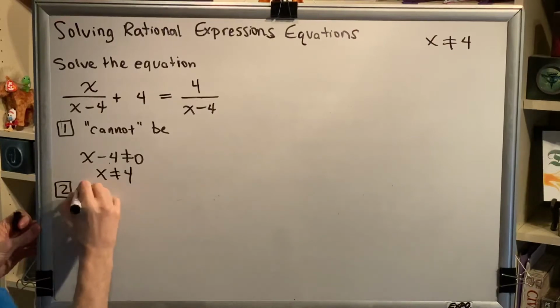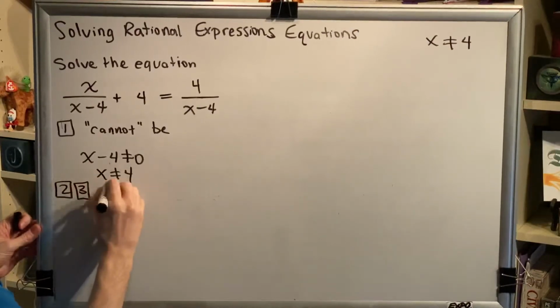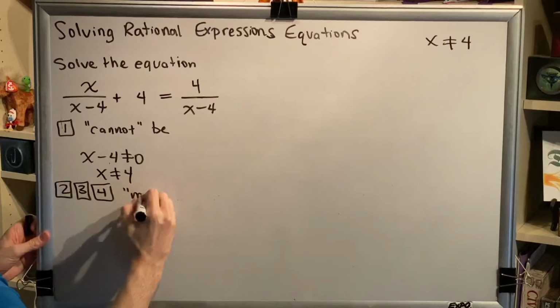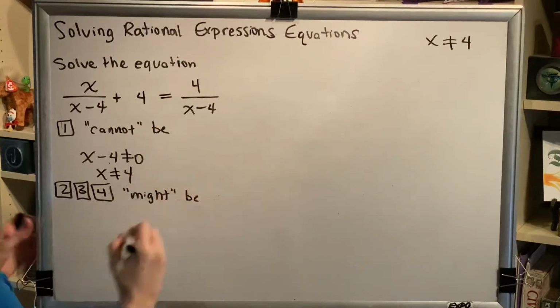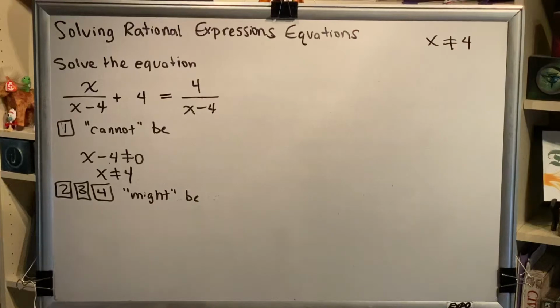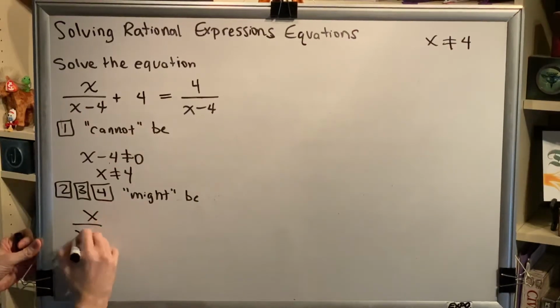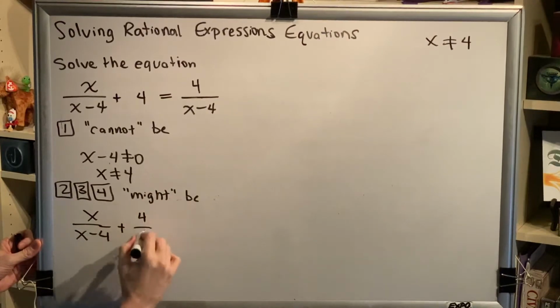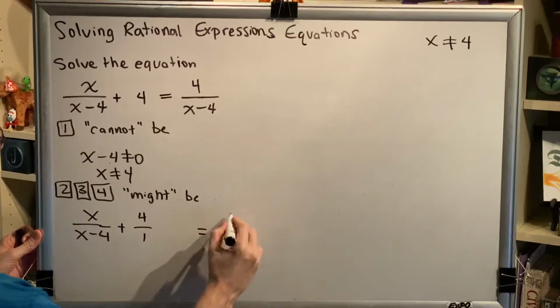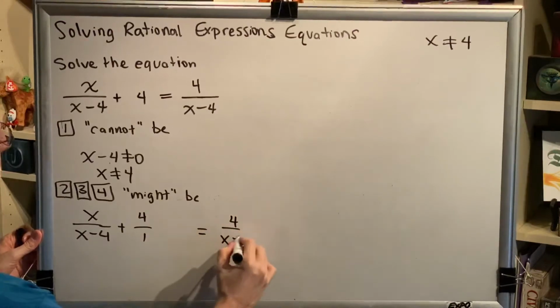Okay, steps 2, 3, and 4 is where I find out what the answer might be. And the first step in doing that is to make all of my fractions have the same denominator. So I'll rewrite the first fraction just the way it is. I'll rewrite the second as 4 over 1. And I'll rewrite the third just the way it is.